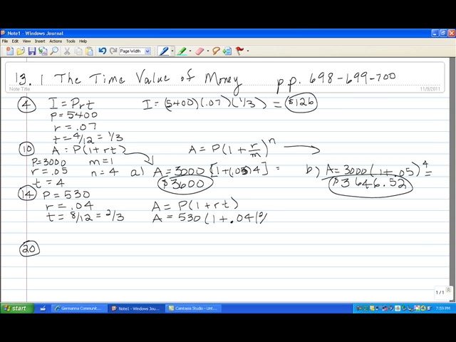Okay, 2/3. Make it a square bracket. Okay, so I'm starting with the square brackets. 1 plus 0.04 times 2 divided by 3 equals, times 530, and I get 544.13. So that's what the IRS would pay him.